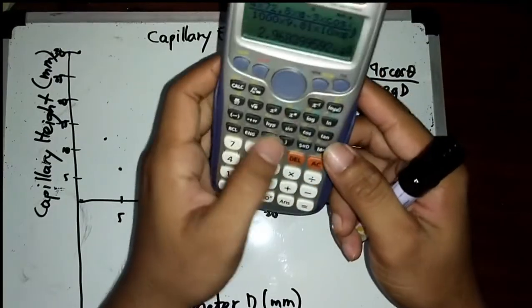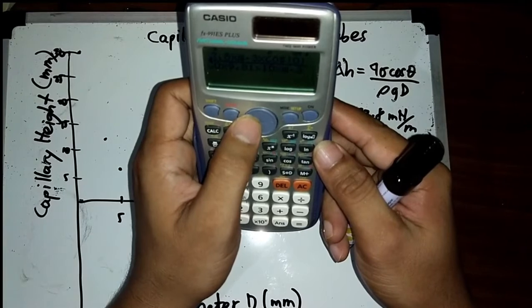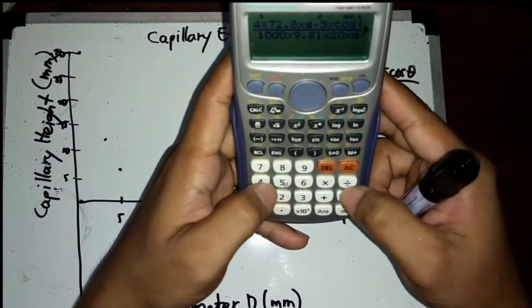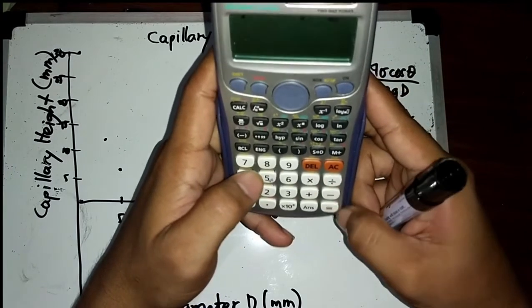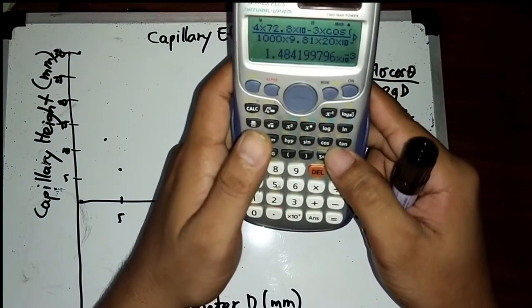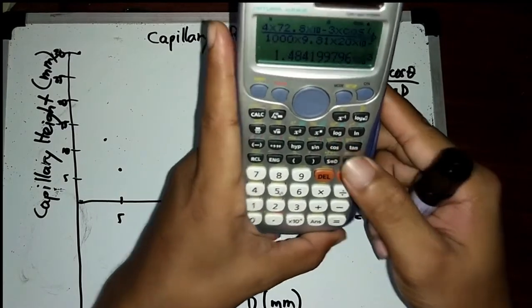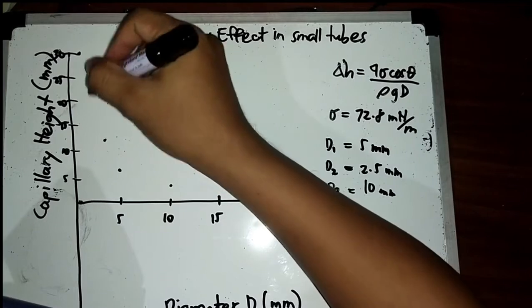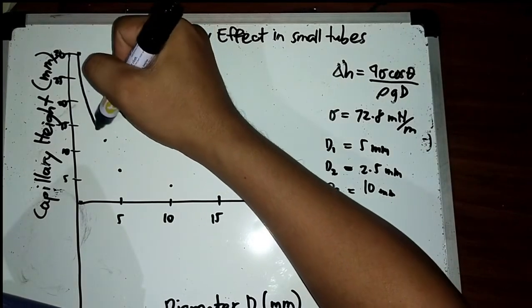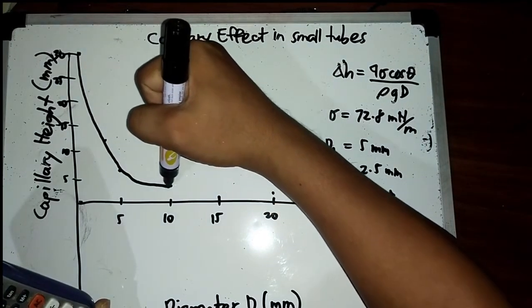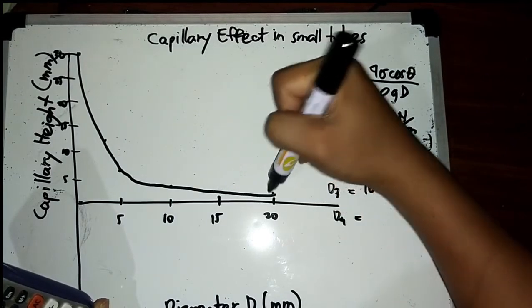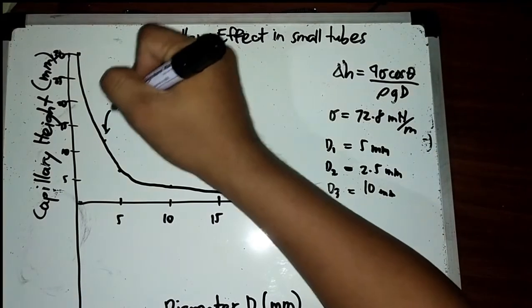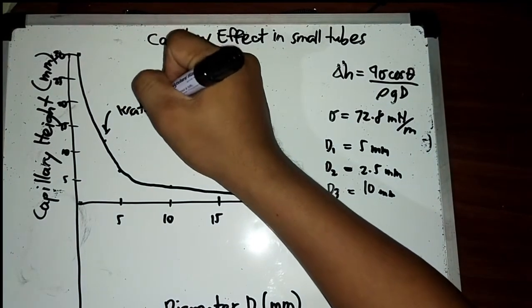Then for D4 we will use a 20 mm diameter. Okay, so the elevation will be 1.5. So if we are going to graph this, this is the graph for water.